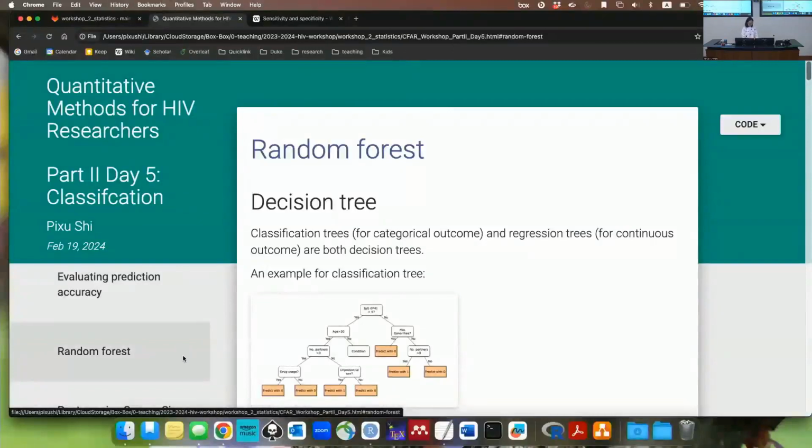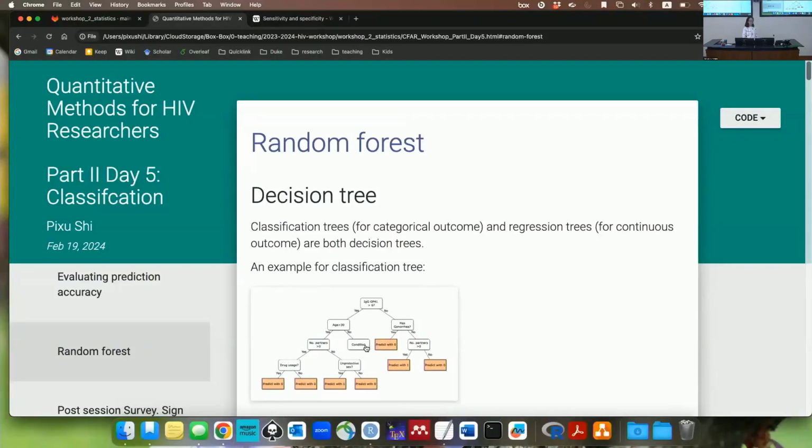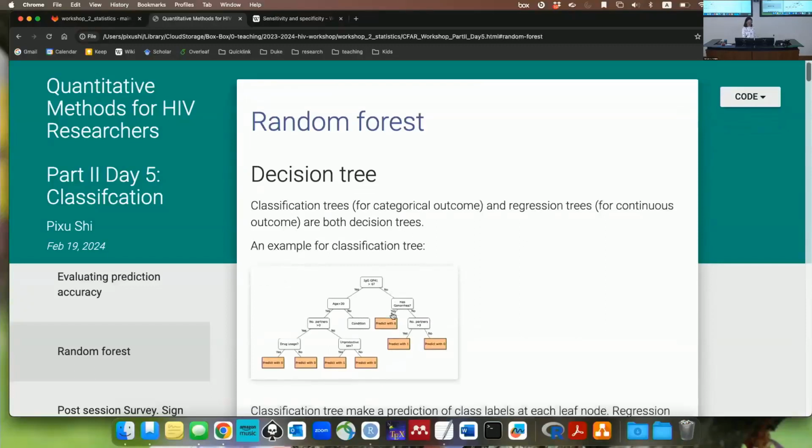So for the remainder of today, we're going to talk about random forest, a fancy concept that's super helpful in many situations. The random forest is a forest of trees, and each tree is a decision tree. A decision tree can be a classification tree if you have a categorical outcome, or a regression tree if you have a continuous outcome. They're both decision trees.